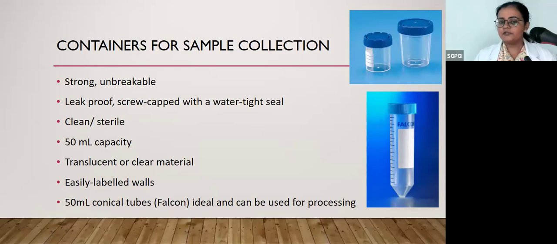The container which we use for the sample collection should be strong, unbreakable, leak-proof, screw-capped with a water-tight seal, clean or sterile, with a 50 ml capacity, of translucent or clear material, with an easily labeled wall. 50 ml conical tubes, that is Falcon tubes, are ideal and can be used for processing also.